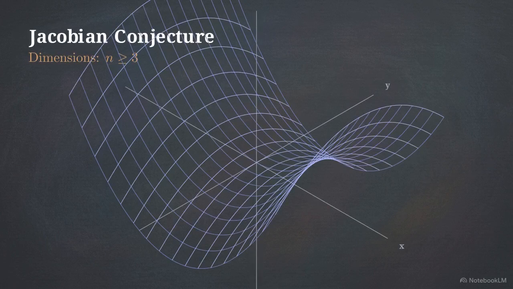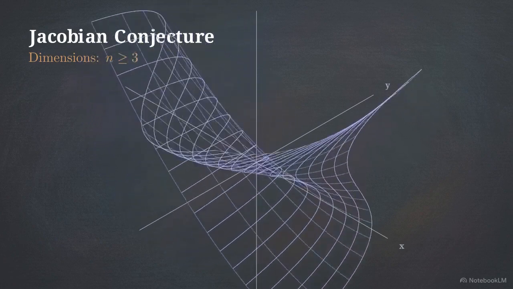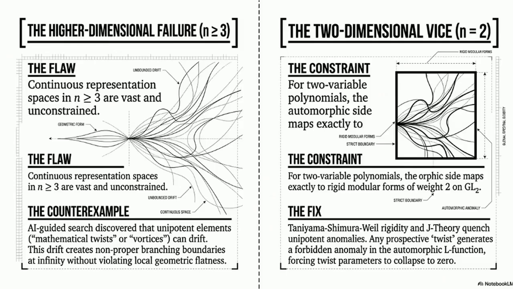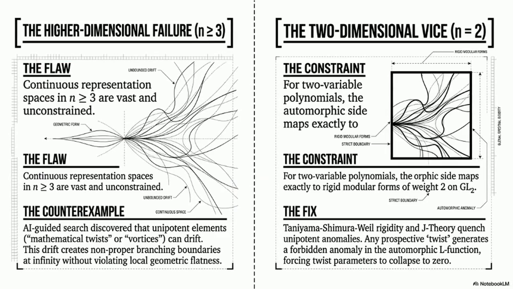Attempting to solve the Jacobian conjecture for 3 dimensions and higher revealed a structural flaw. As shown on the left, continuous representation spaces are unconstrained, allowing mathematical twists to drift and create branching boundaries at infinity. But for 2 variables, the automorphic side maps to modular forms on GL2. This strict modularity vice quenches anomalies, forcing perspective twists to 0.